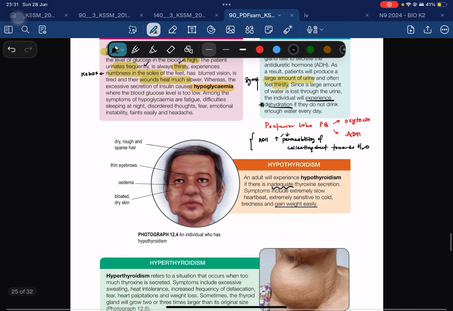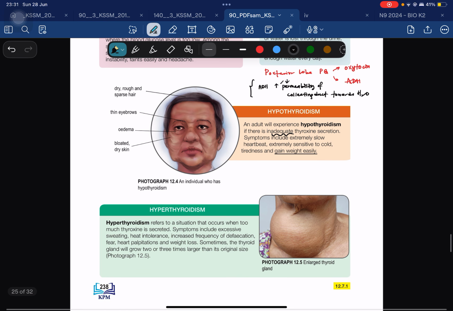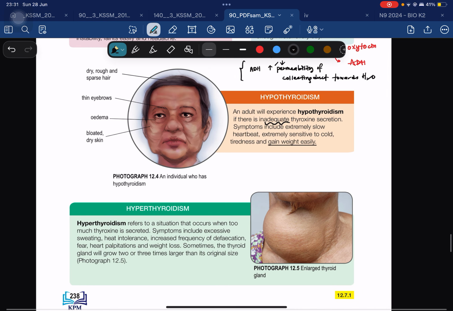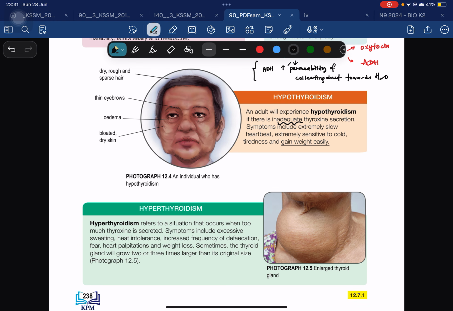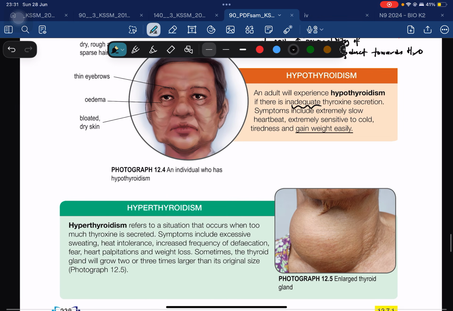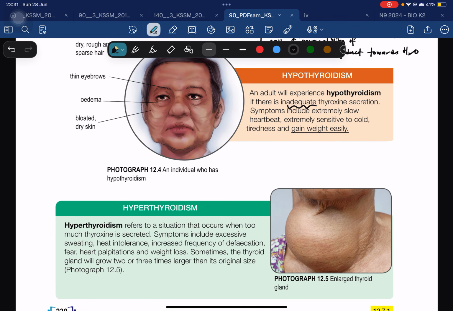Okay, next we go through hypothyroidism and also hyperthyroidism. For hypothyroidism, what is hypothyroidism? Hypo means the body cannot produce, cannot secrete sufficient thyroxine hormone. So there will be an inadequate amount of thyroxine secretion. Symptoms are an extremely slow heartbeat, sensitivity to cold, tiredness, or even gaining weight easily.